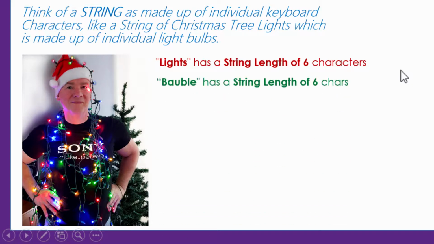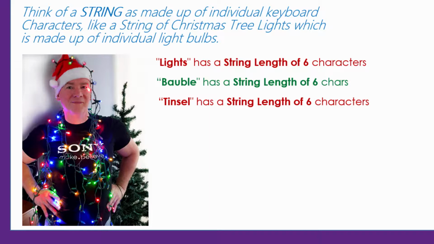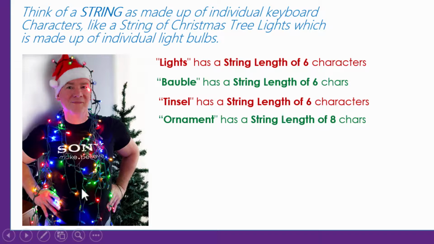A bauble, those round balls that hang on the Christmas tree, if we count up the letters there, also has a string length of 6 characters. And tinsel, that shiny, glittery stuff you hang all around the tree, has a string length of 6 as well. But hang on, we've got a little problem here. We've got the number 666, which is a devil's number. And Christmas is all about Christ's birthday. So what the hell is going on with the devil there? Oh, thank goodness we've got ornament. Ornament has a string length of 8 characters because it's got 8 letters. So that's the basic idea of a string.